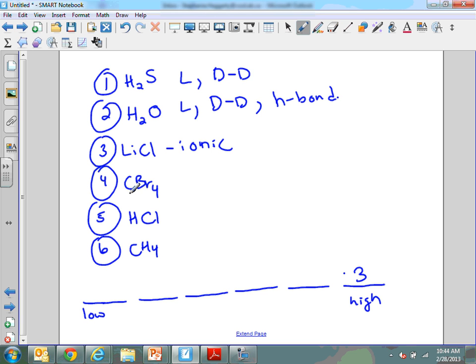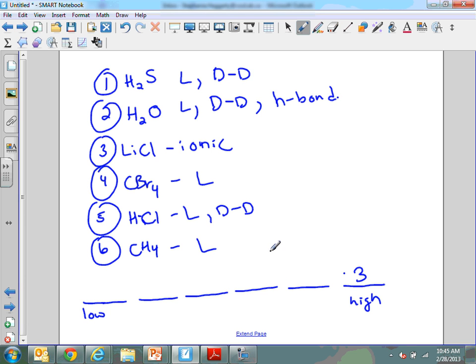CBr4. Carbon is group 14. And it's bonded to all of the same type of element. It's bonded to 4 bromines. So it's nonpolar, which means it only has London forces. HCl has London. It's also a polar molecule, so it's dipole-dipole. Okay, and it does not have hydrogen bonding. We don't have an HO, HF, or HN bond. Methane, just like number 4, I've got a group 14 carbon, and it's bonded to all the same types, so all it has is London.